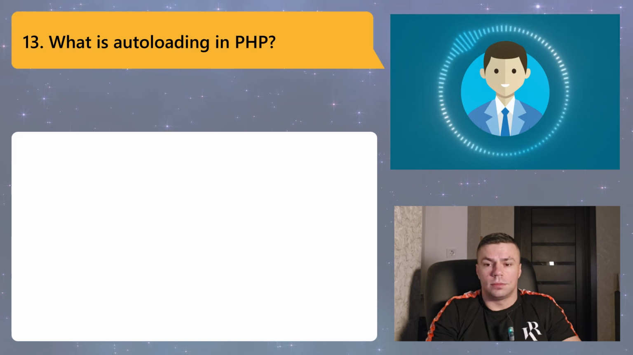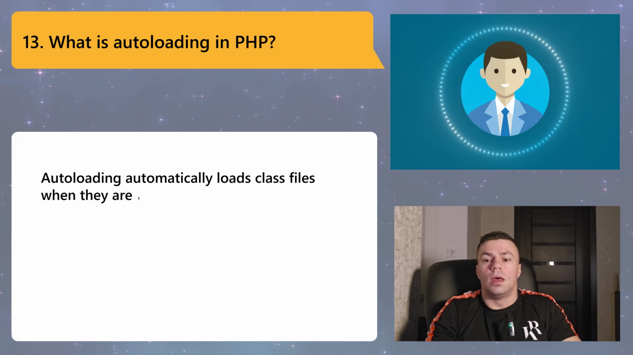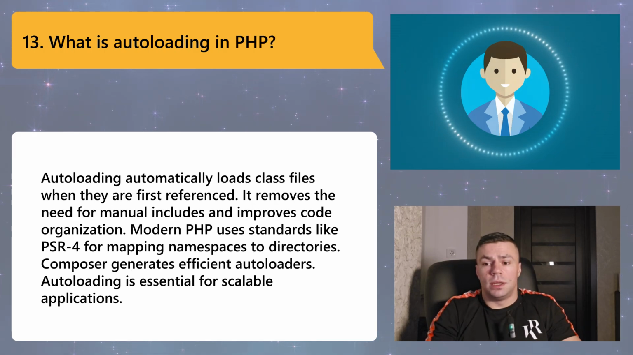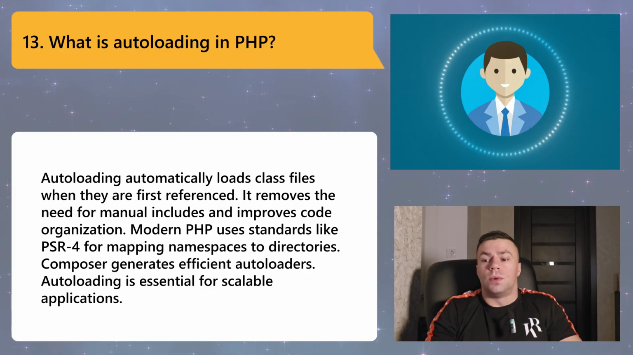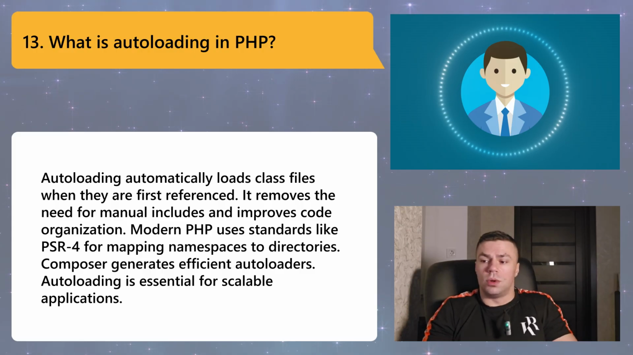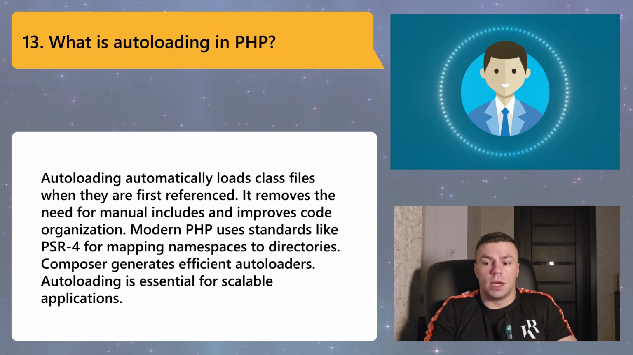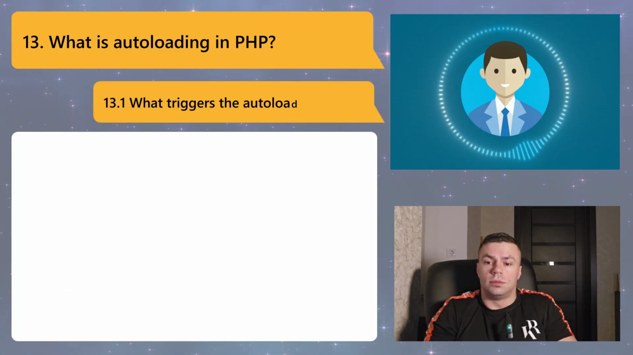What is autoloading in PHP? Autoloading automatically loads class files when they are first referenced. It removes the need for manual includes and improves code organization. Modern PHP uses standards like PSR-4 for mapping namespaces to directories. Composer generates efficient autoloaders. Autoloading is essential for scalable applications. What triggers the autoloader?